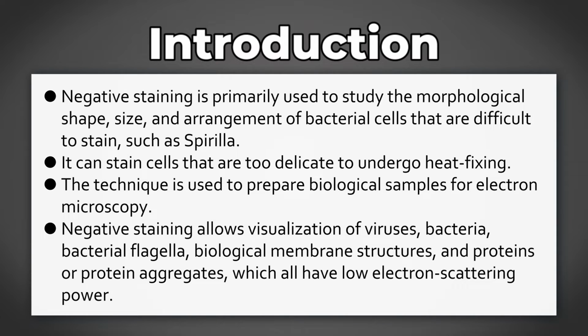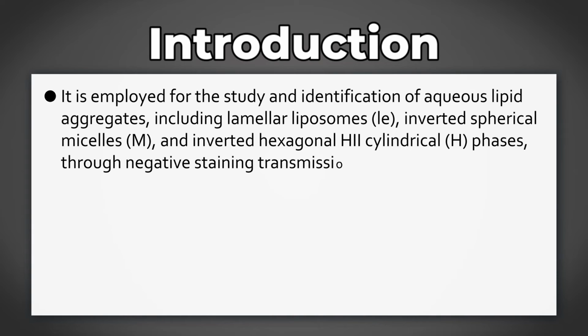Negative staining allows visualization of viruses, bacteria, bacterial flagella, biological membrane structures, and proteins or protein aggregates, which all have low electron-scattering power. It is employed for the study and identification of aqueous lipid aggregates, including lamellar liposomes, inverted spherical micelles, and inverted hexagonal cylindrical phases, through negative staining transmission electron microscopy.